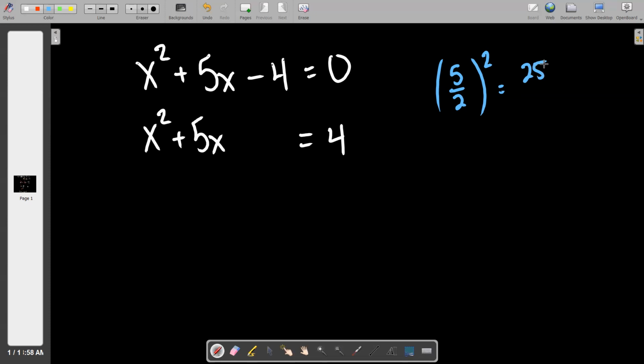25 fourths. And that's why I picked 4 in my 2 examples, because it's going to keep happening. When you take half of an odd number, it's always over 2, and 2 squared is always 4. So every time we work today with these, the bottom is going to be 4, unless things have gone catastrophically wrong. I don't really see how they could yet. So my magic number is 25 fourths, and I'm going to add 25 fourths to both sides.